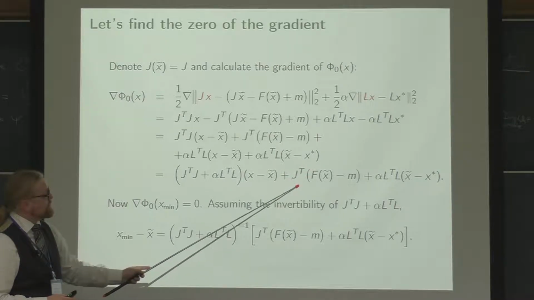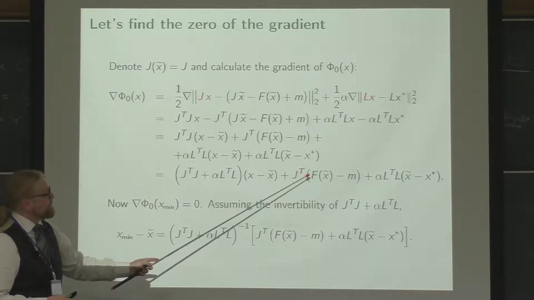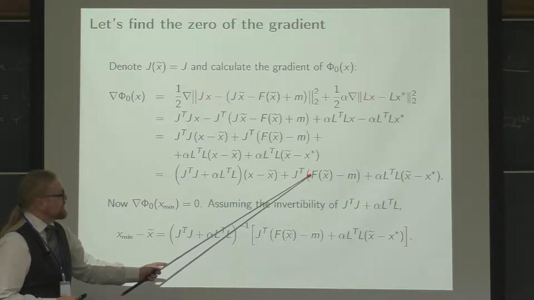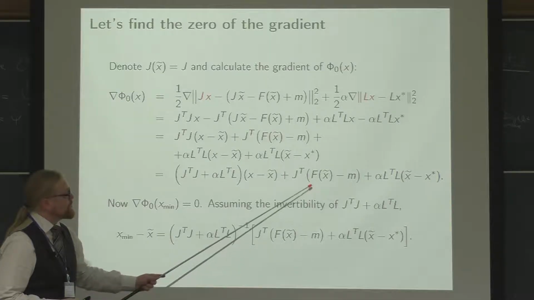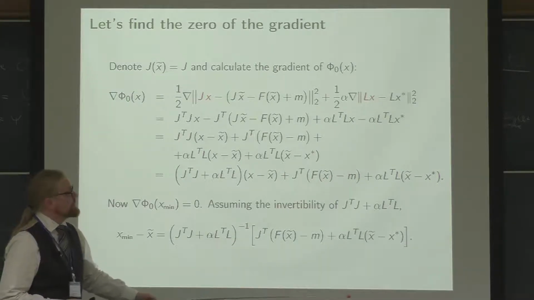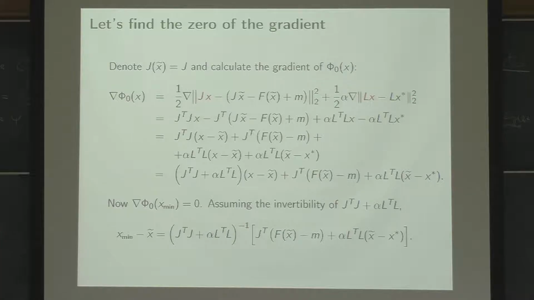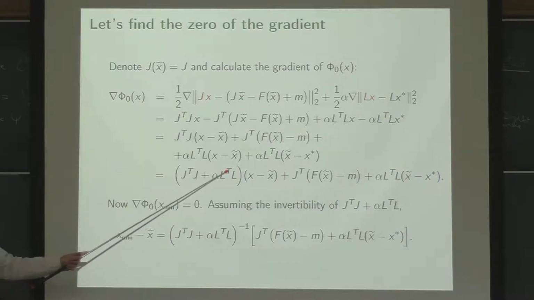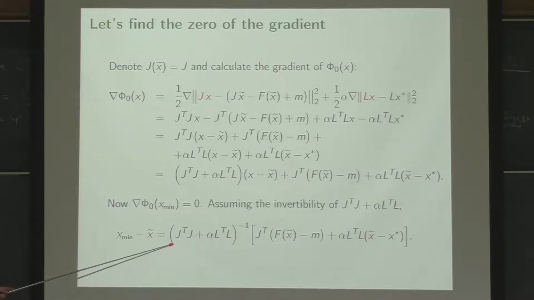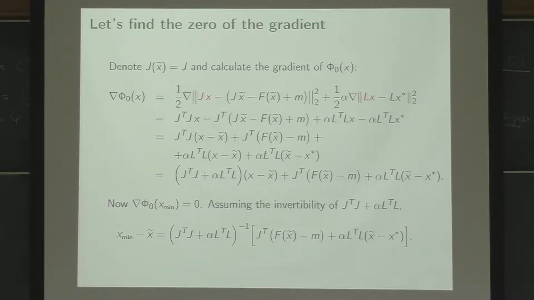We also have the transpose Jacobian here, acting on the difference between the virtual measurement and the actual measurement, and then that kind of a term there. So then, at the minimum, we would like the gradient to be 0, and if this guy is invertible, we can find the step to the minimum.